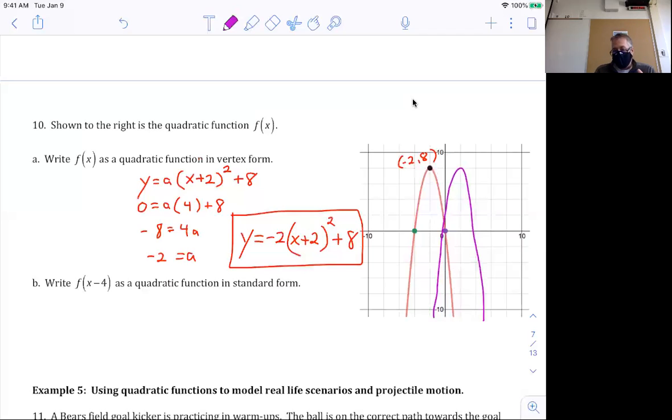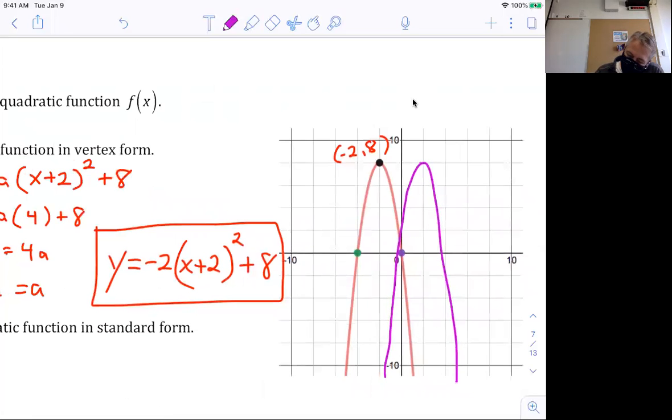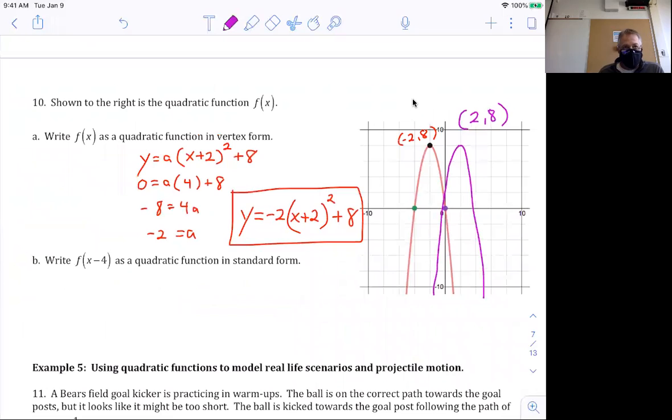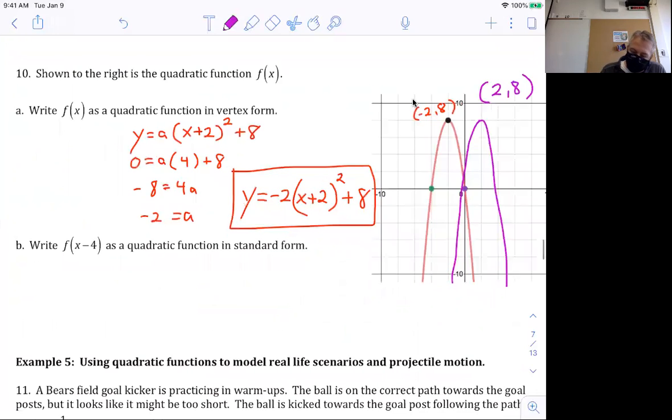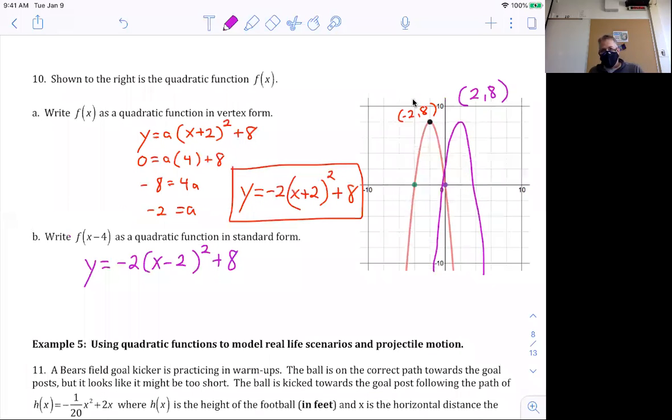So the A value doesn't change because it still is opening downward, still has the same width. The vertex changed because our vertex is now at +2, 8. And so then that equation in vertex form is y equals -2 times x minus 2 squared plus 8. Okay, because the only thing that changed was actually the x value of the vertex.